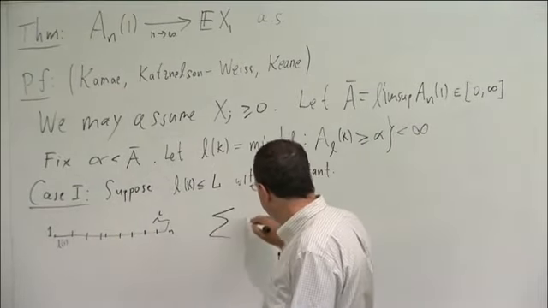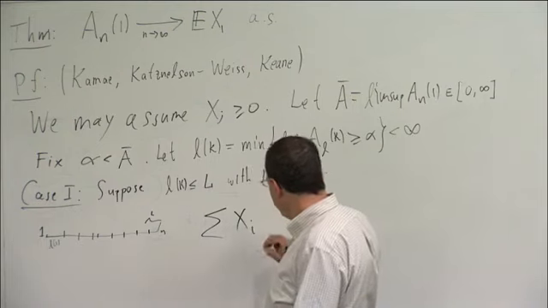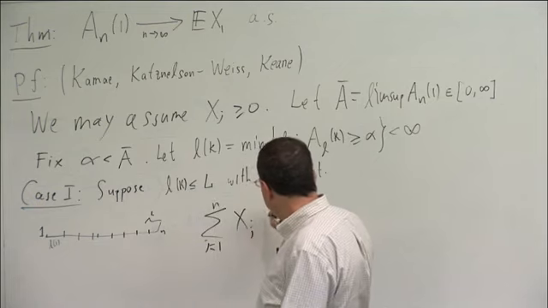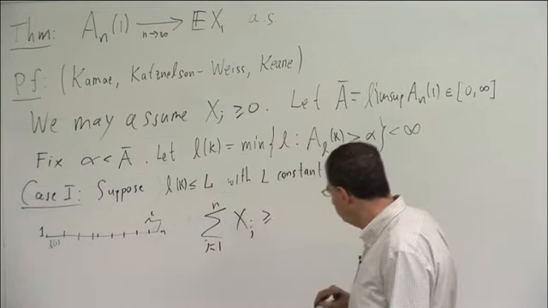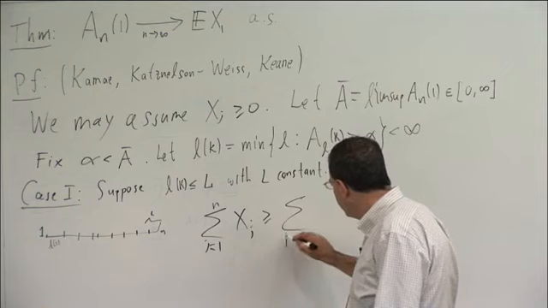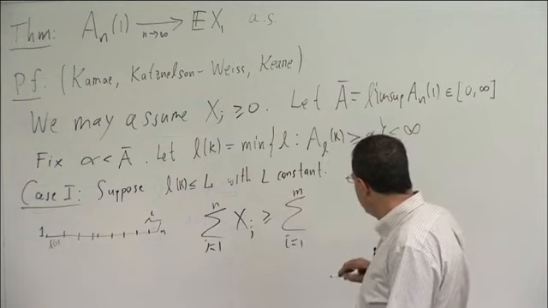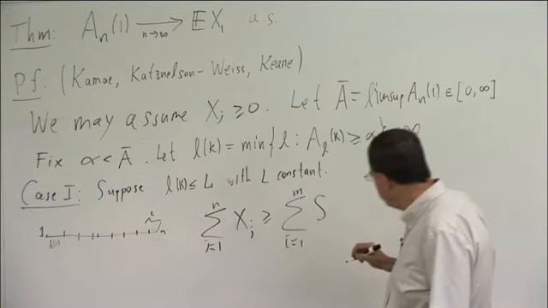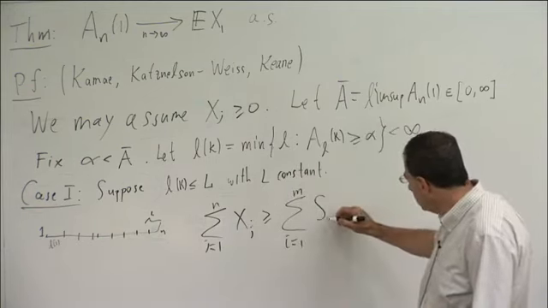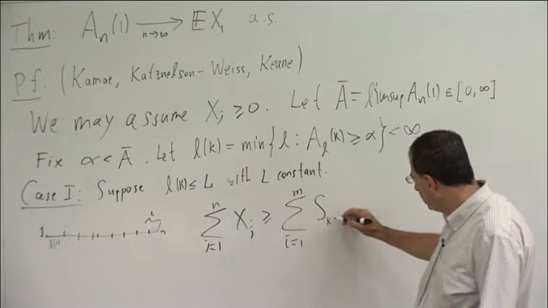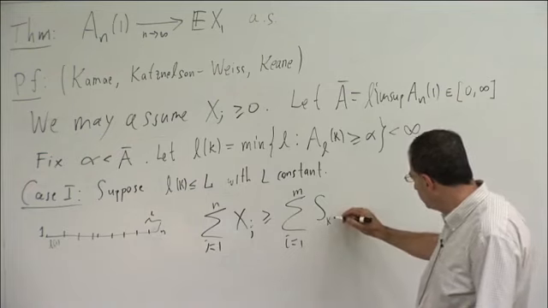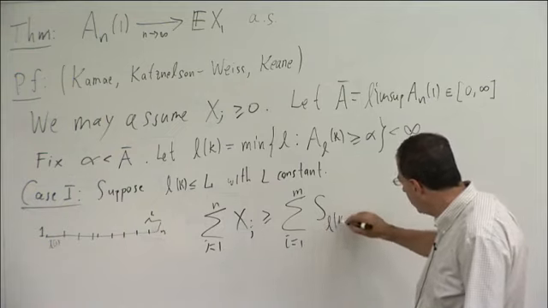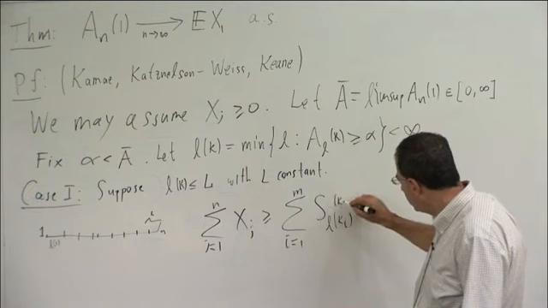Let's write this decomposition of the series more formally. I want to say that the sum of xj, j from 1 to n, is going to be bigger than the sum over i from 1 to some m of partial sums. These will be partial sums from some k. Let's write: these are L(k_i) at k_i.